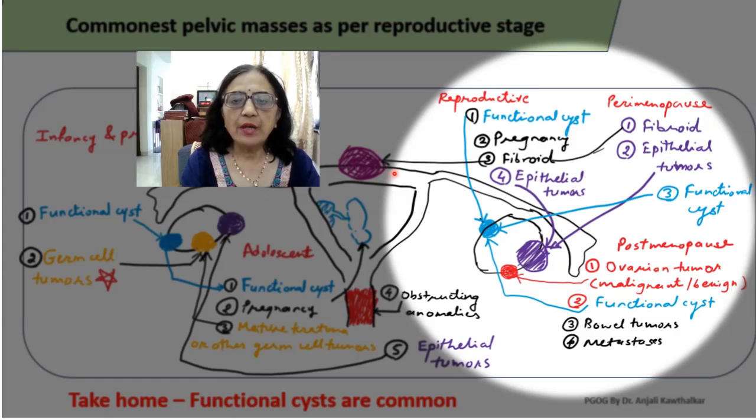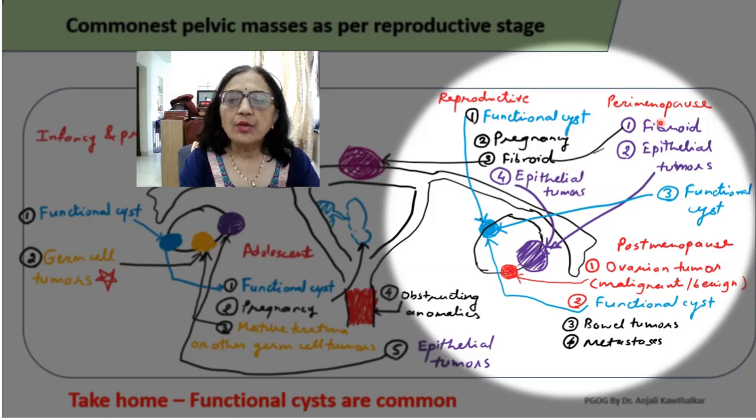And that is the reason we have to remember that functional cyst is always a possibility in a clear cyst without any locularity or without any solid areas. Followed by pregnancy, fibroids do start in the reproductive age group as a cause of pelvic mass, and epithelial ovarian tumors also do appear here.